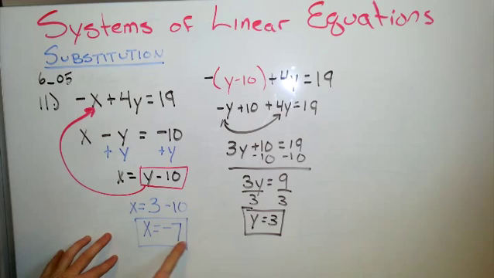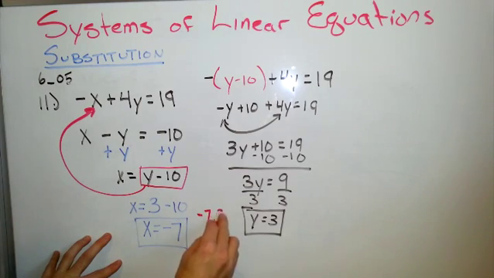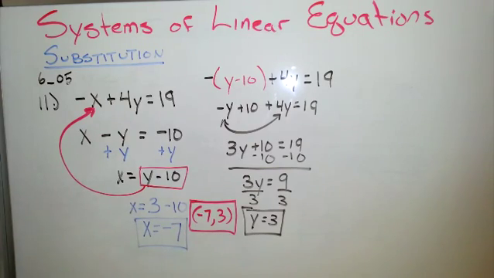If we combine both pieces of information, we'll have our final answer, which is the point located at negative 7 and 3. This is where my two lines would intersect if I chose to graph them.